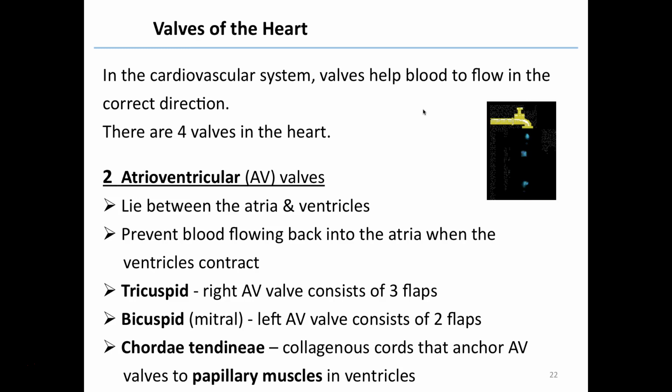tricuspid valve. And it's because the valve consists of 3 flaps or cusps. So we call them cusps or flaps. And because there are 3 of them, we call it the tricuspid valve.